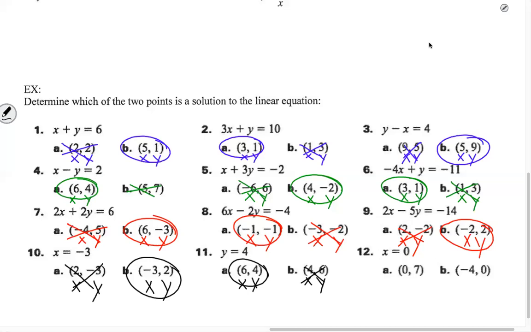Last but not least, Nate. If you're on your phone, what do I label my point? X, Y. Which one has an X value of 0? A or B? Annie? A. Because A has an X value of 0.